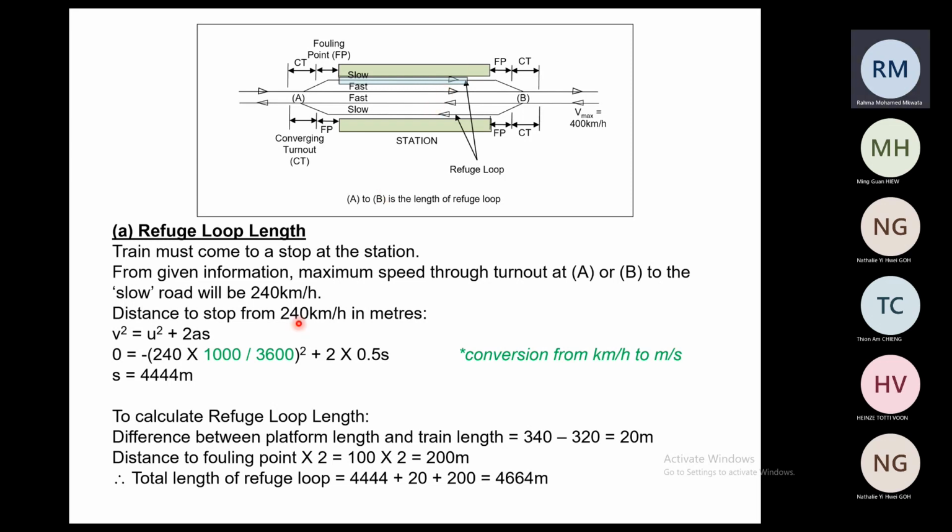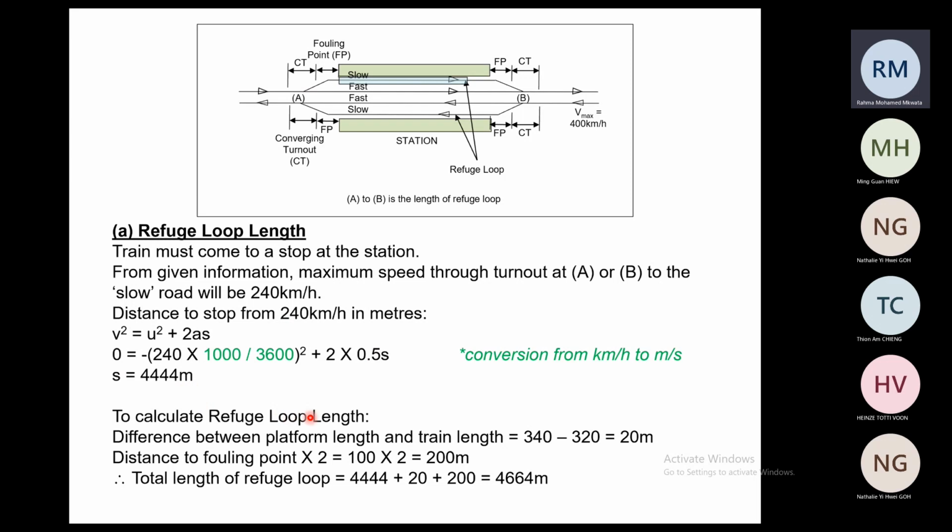All right. So the distance to stop from 240 kilometers per hour to a speed of 0, in meters, we use this equation. The final speed will be 0, but they started with 240, and because they're going to stop, you have to use the deceleration value. So you'll get 4,444 meters. This is your distance to stop. So from here until stop, this covers 4,444 meters.